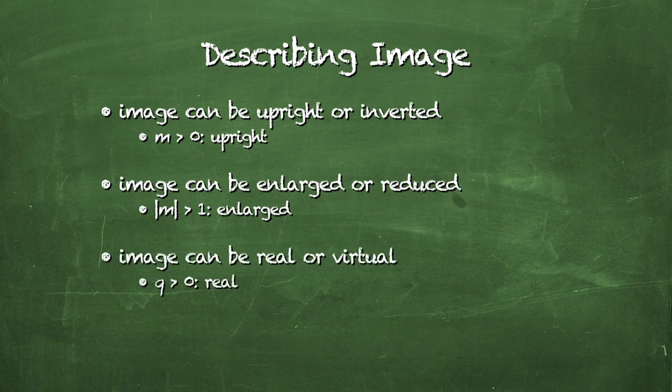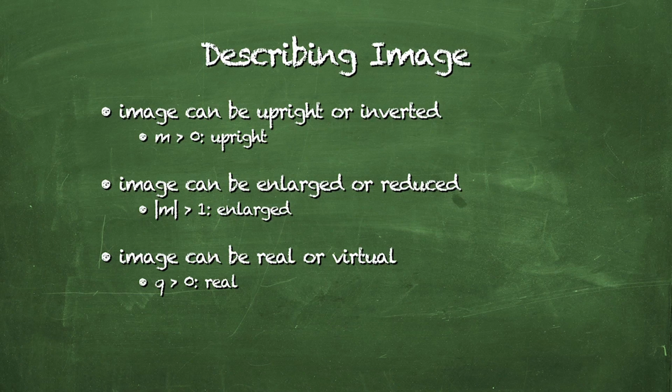An image can also be real or virtual. A real image is an image where we can actually put a screen at that location and project the image onto a screen. A virtual image cannot be projected, and we'll see both of those later. If q, the image distance, is greater than 0, then we have a real image.